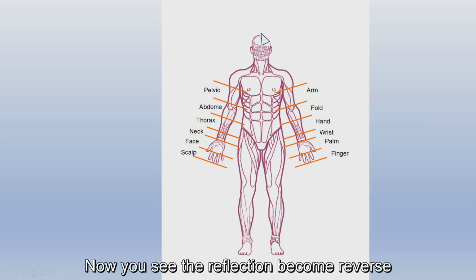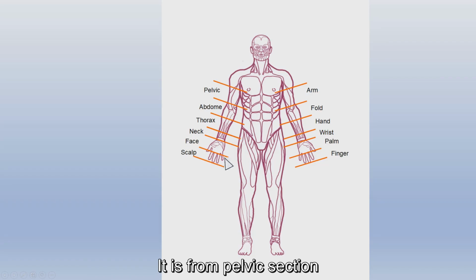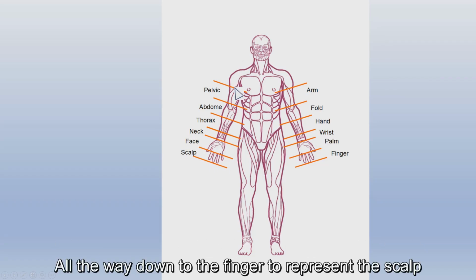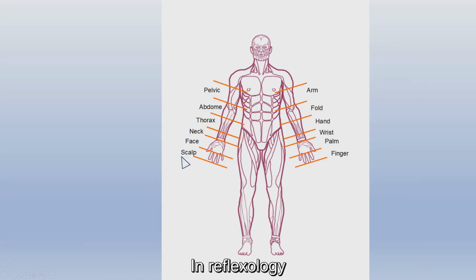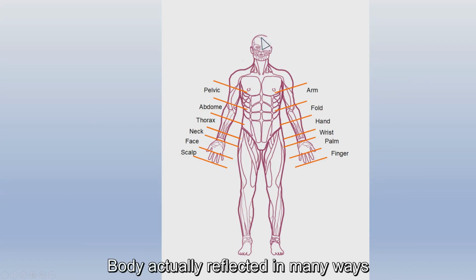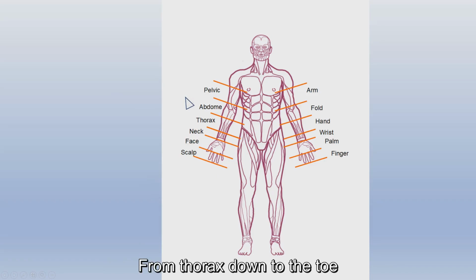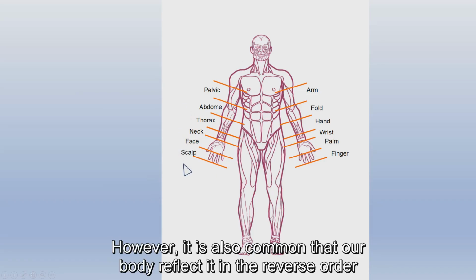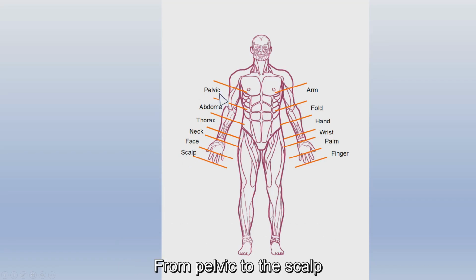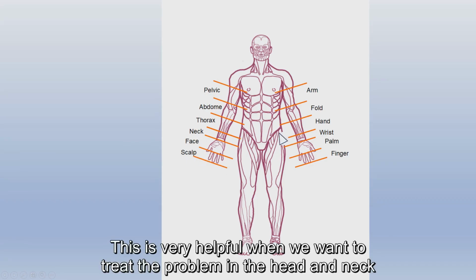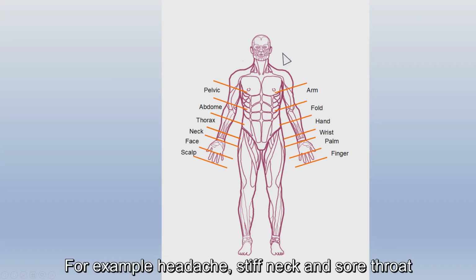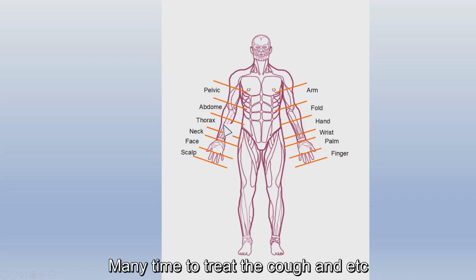Now we see the reflection becomes reversed. It is from the pelvic section all the way down to the fingers to represent the scalp. In reflexology, the body actually reflects in many ways. Two major ways are direct mapping, as we have discussed just now, from thorax down to the toe. However, it is also common that our body reflects in the reverse order, from pelvic to the scalp. This is very helpful when we want to treat problems in the head and neck, for example headache, stiff neck, sore throat, and many times to treat cough.